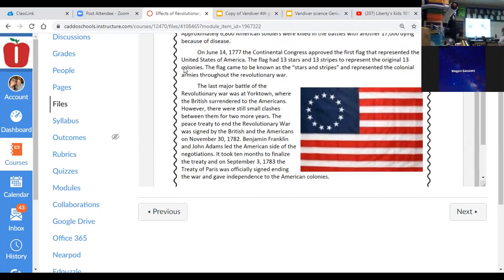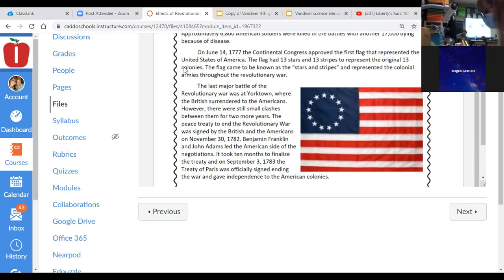On June 14th, Continental Congress approved the first flag representing the United States of America. Flag had 13 stripes and 13 stars to represent the original 13 colonies. Flag came to be known as Stars and Stripes and represented the colonial, what? Come on, guys. Colonial armies throughout the Revolutionary War.